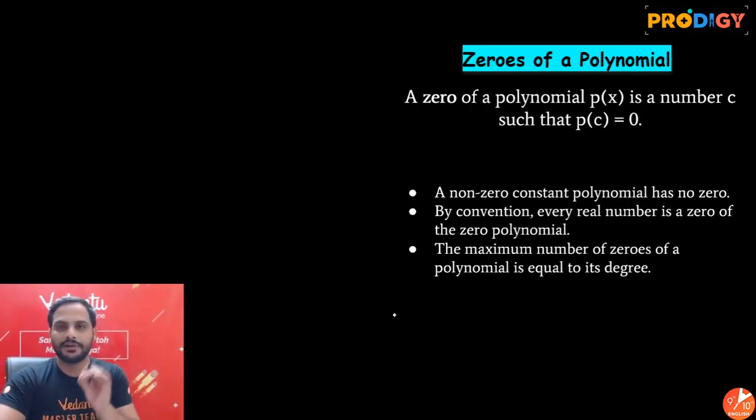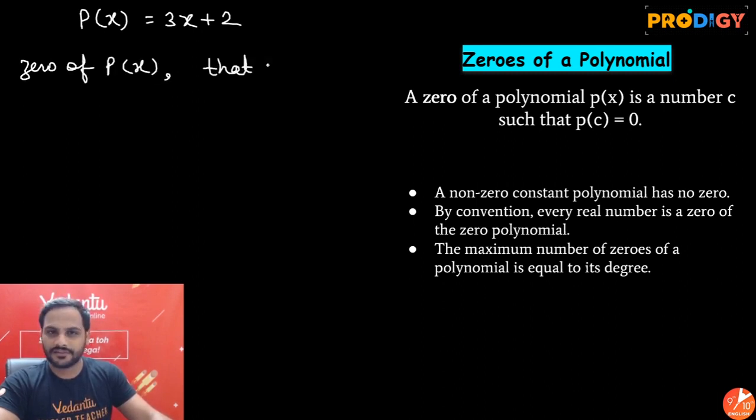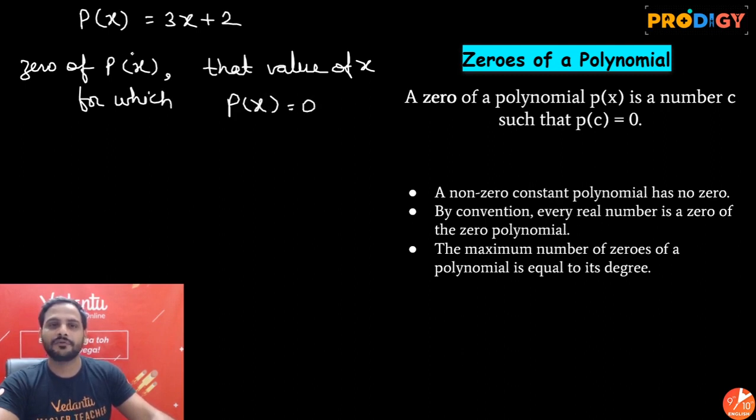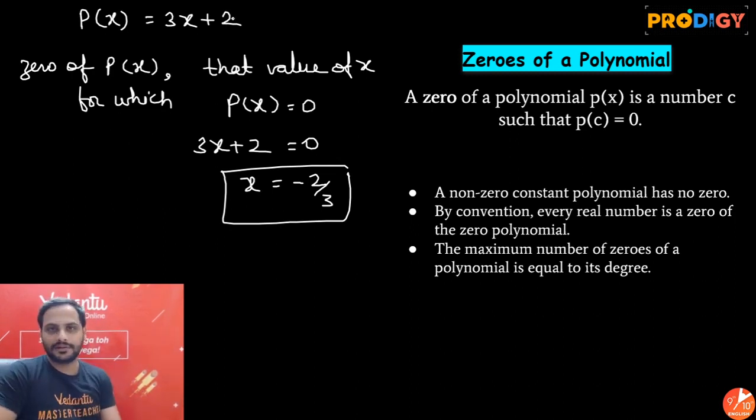Zeros of a polynomial, we know beta, those values of x for which value of the polynomial becomes 0. For example, if I give you a polynomial, suppose say 3x plus 2. Now 0 of this polynomial, 0 of p(x) will be that value of x for which p(x) will be equal to 0. What is p(x)? 3x plus 2. Make 3x plus 2 equal to 0. So you'll get x is equal to minus 2 by 3. So when you put x equal to minus 2 by 3 in the polynomial, the value will be 0.